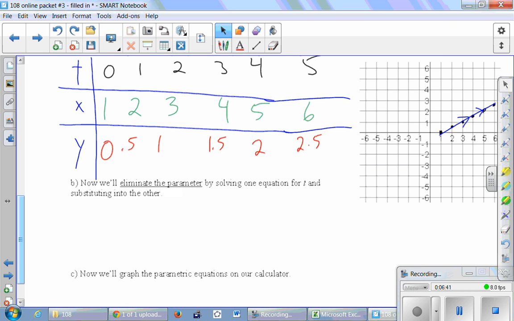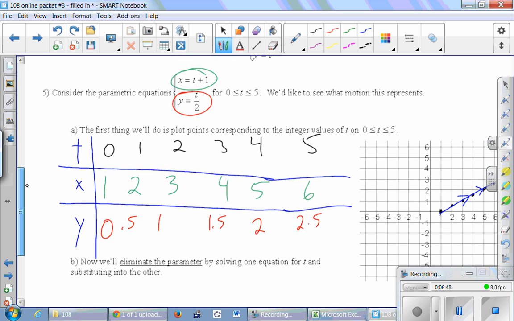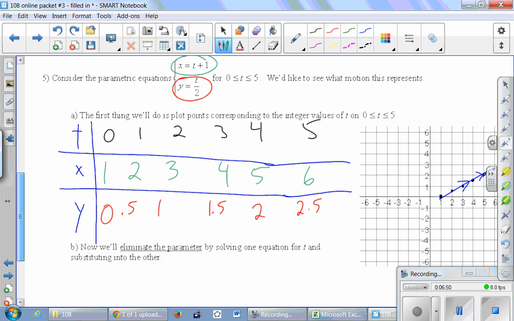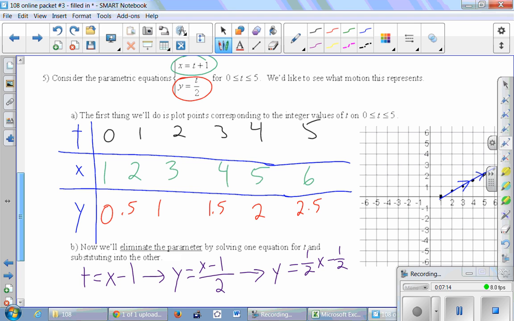And B says, now we'll eliminate the parameter by solving one equation for t and substituting into the other. Okay, it makes no difference which equation you solve for t. I'll solve the first equation for t, and I'll get t is equal to x minus 1, and then I'm going to plug that t into the other equation. y is equal to t over 2, but instead of t, x minus 1. And so y is equal to (x minus 1) over 2, which if you prefer, y is equal to 1/2 x minus 1/2. That's just distributing that 2 in the bottom.